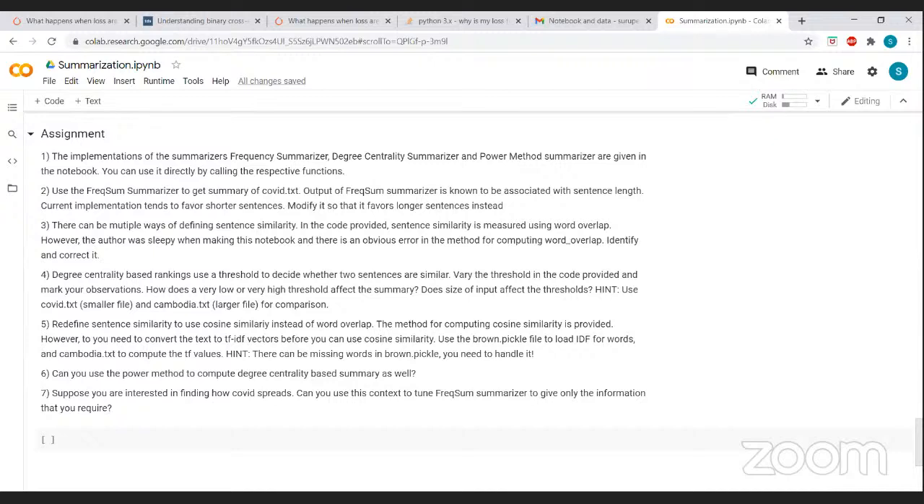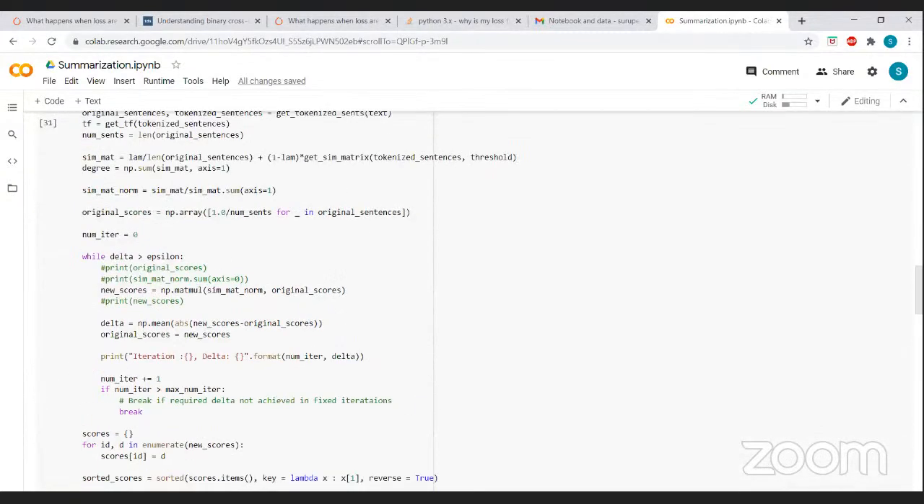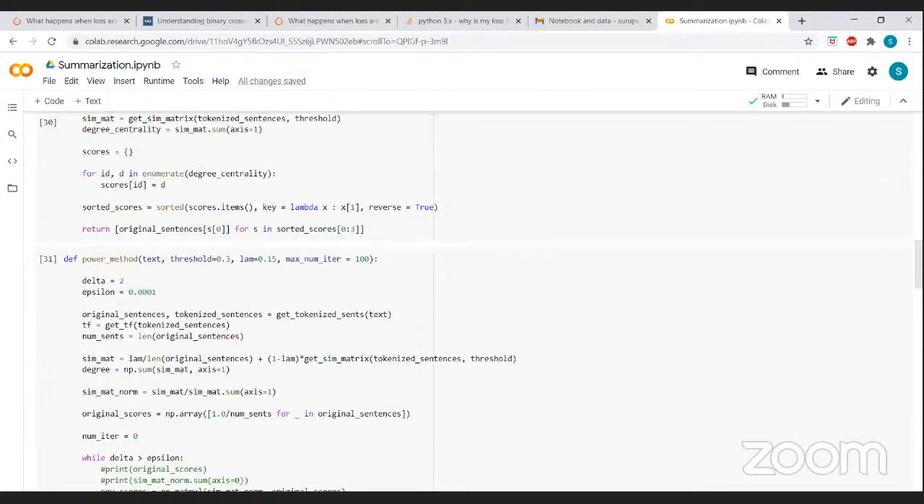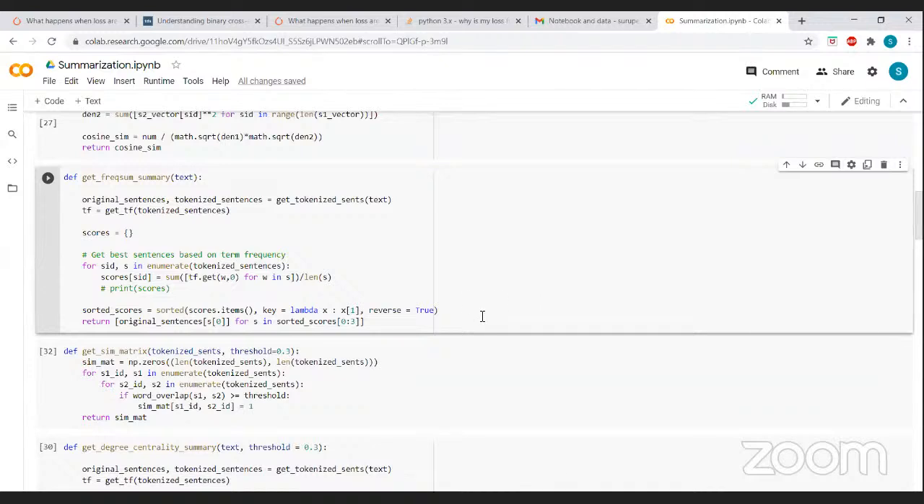So you can have a predefined... Sorry, just a second, Suman. Yes, sir. Shuru, can you scroll up to that particular method? So the power method, right? No, the frequency based. Okay, one second. Okay, Suman, go on, please.